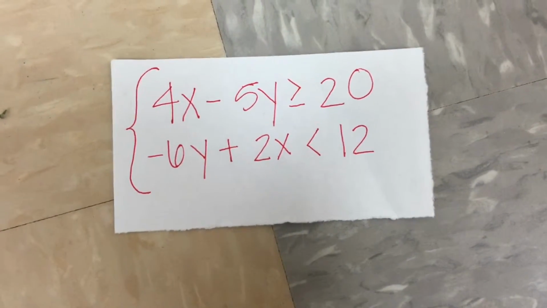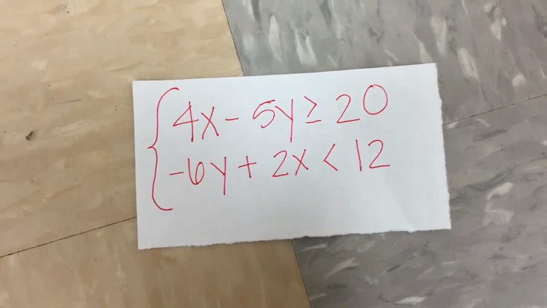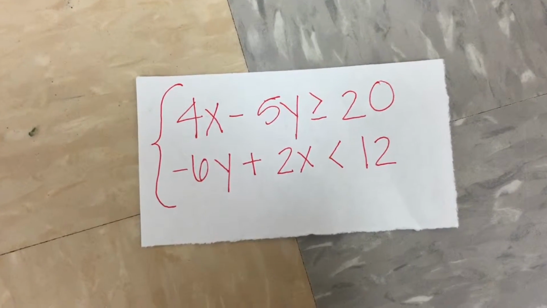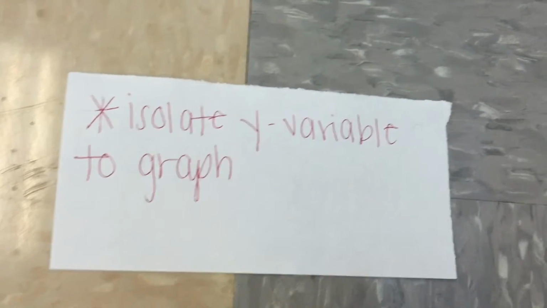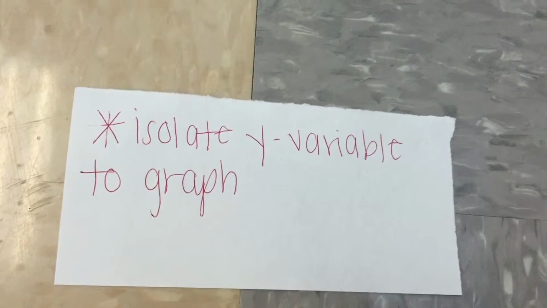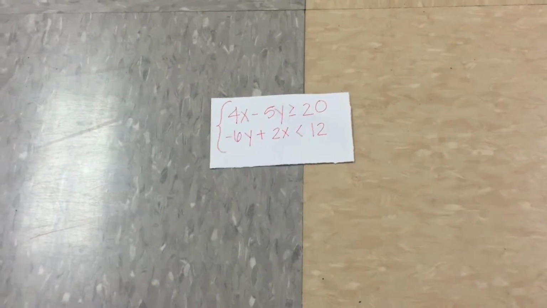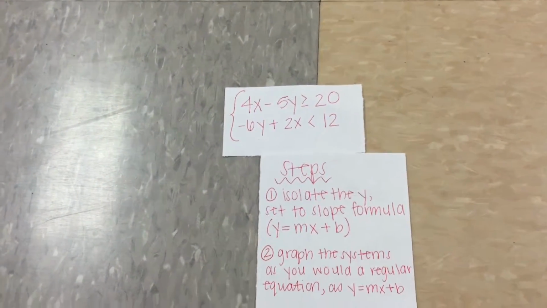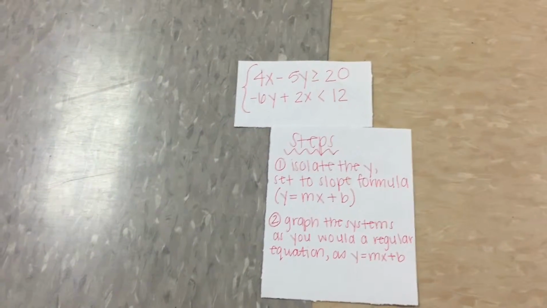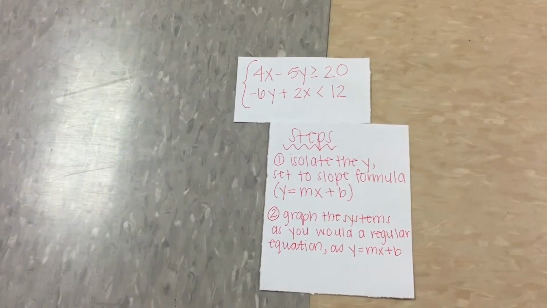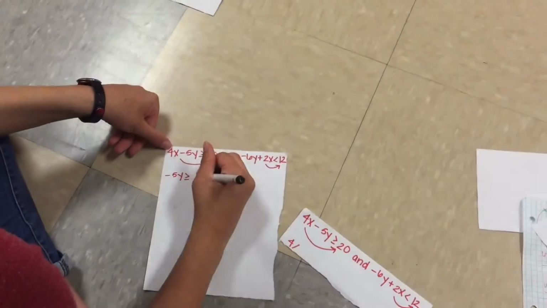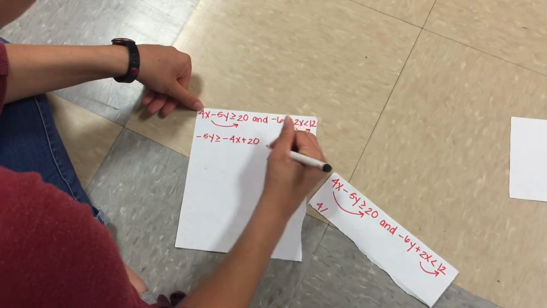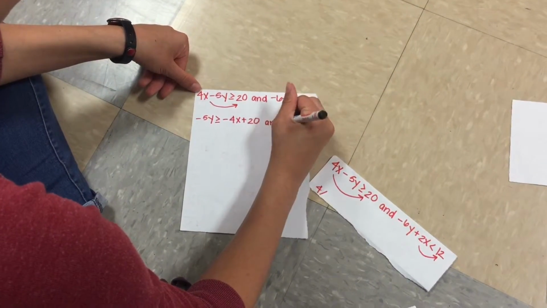Here's an example problem. 4x minus 5y is greater than or equal to 20, and negative 6y plus 2x is less than 12. So what do we do first? Well, we should probably isolate the y variable because that's what you normally do to graph. Good. We set the equations to slope formula y equals mx plus b. Then we look at the y-intercept. Which variable represents the y-intercept? Well, I think it's b because m represents the slope and x the independent variable. Very good. Now, we have the equation for the boundary line, and we simply graph it.